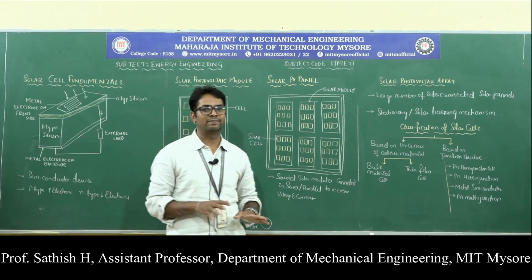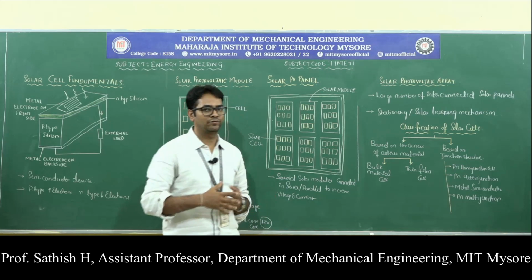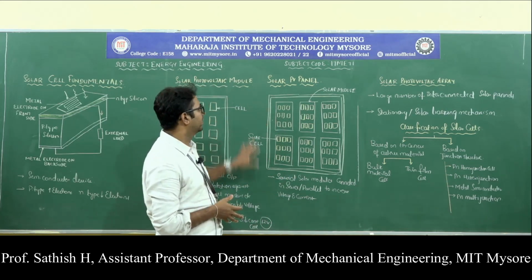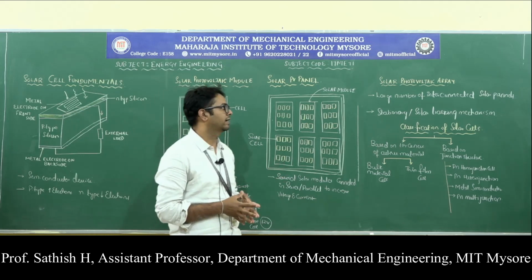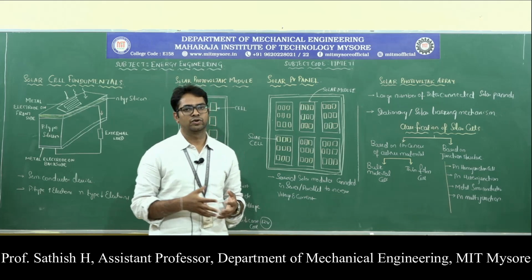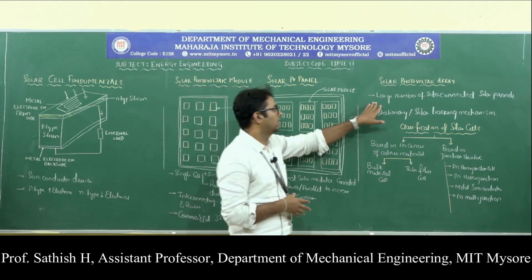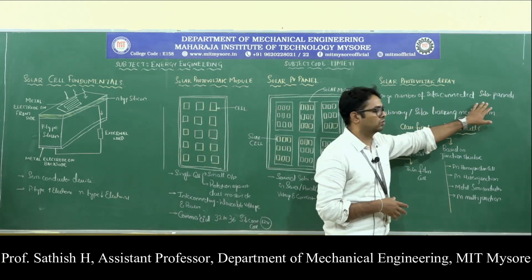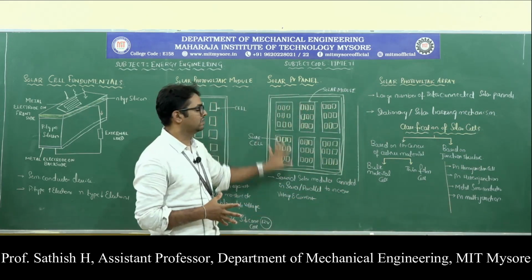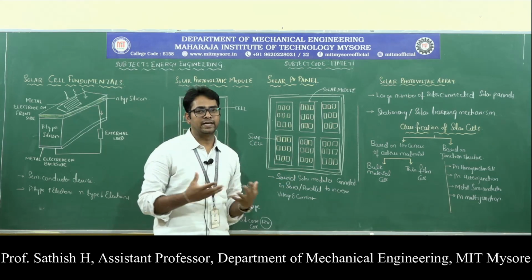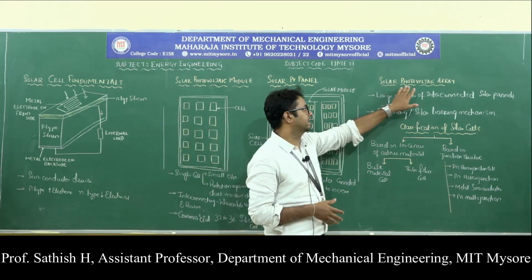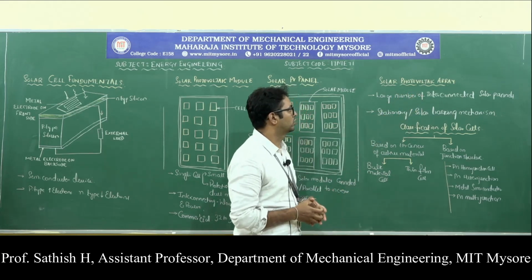We don't stop there, we will go further. If you need more voltage and current, what do you do? You interconnect a number of solar panels. That is called a solar array. When a large number of such panels are interconnected, you will get more voltage and more current. That setup is called a solar photovoltaic array.